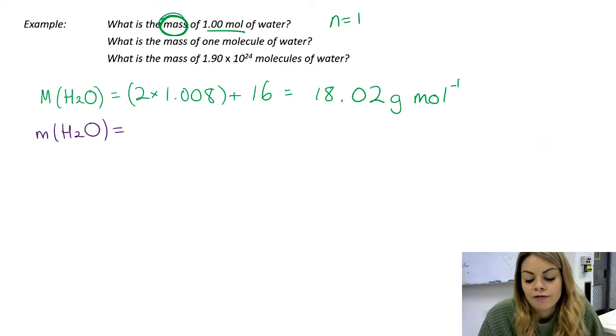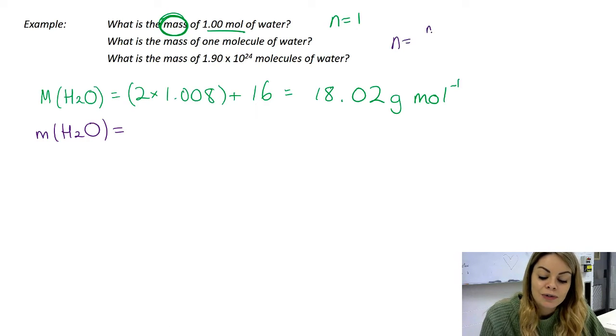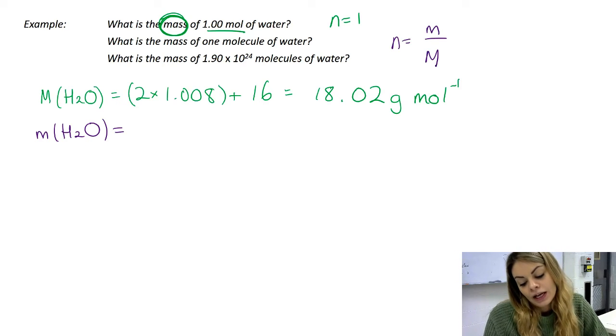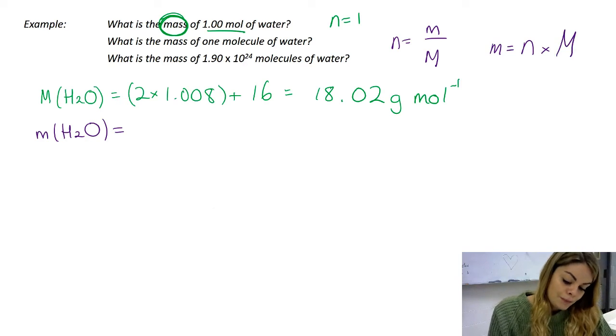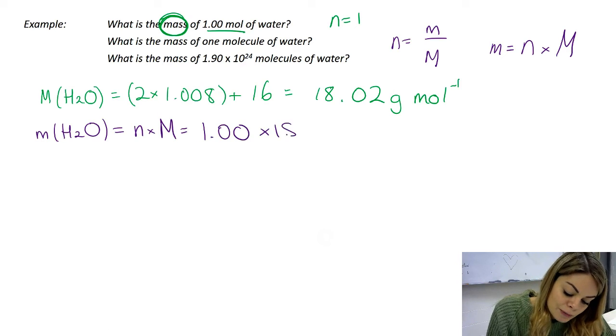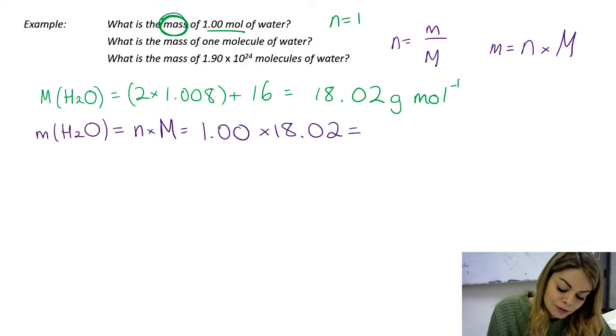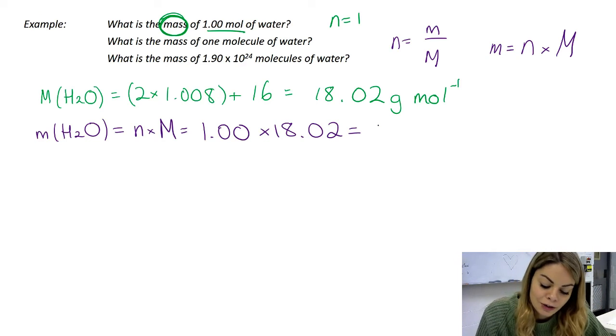So the formula on your formula sheet is n equals m over M. I need to rearrange that for mass, so I'm going to times through by molar mass. I get mass equals number of moles times the molar mass. So it's 1 mole, 1.00 if you like, times the molar mass, 18.02. Surprise, surprise, the answer is 18.02.